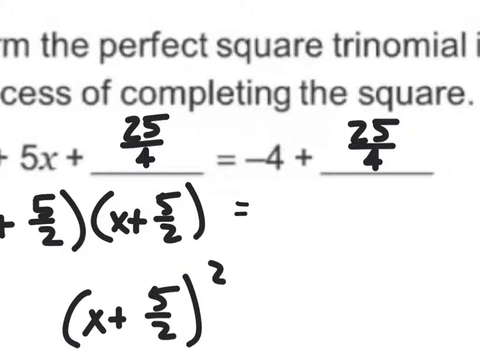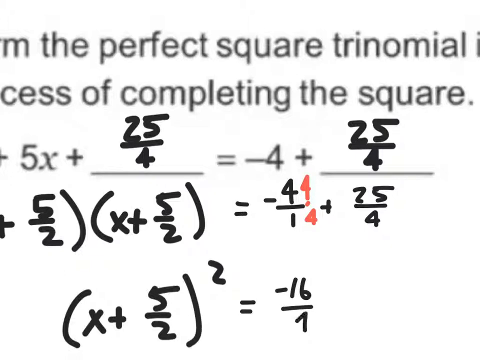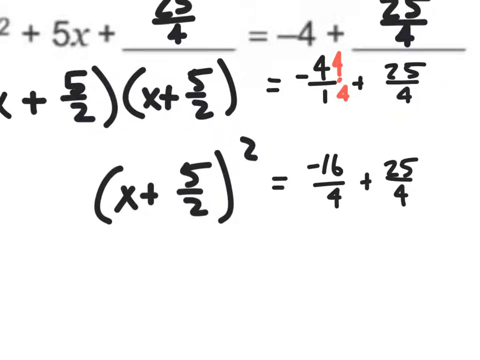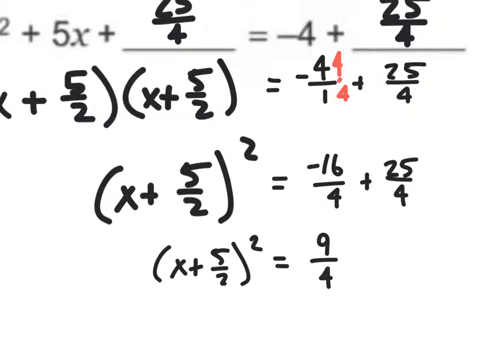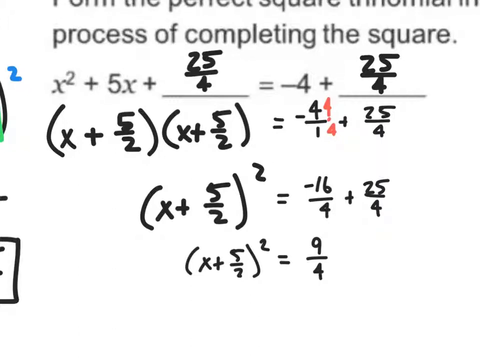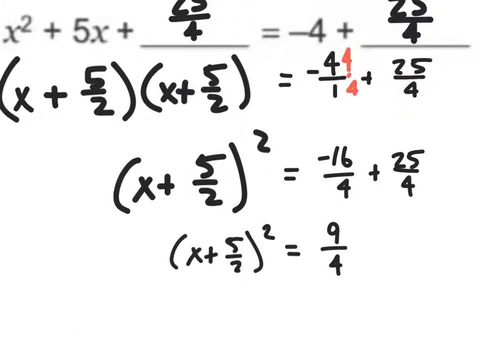Now, over on the right side, let's combine these. I'm going to do negative 4 over 1 plus 25 fourths. I'm going to get a common denominator of 4, so I'm going to multiply the top and bottom by 4. Then here I'm going to get negative 16 fourths plus 25 fourths. Negative 16 plus 25 gives me a positive 9 fourths, and that's going to equal x plus 5 halves squared. Now, we're back to that same problem that we had. The cool thing is that we're still doing the same thing.